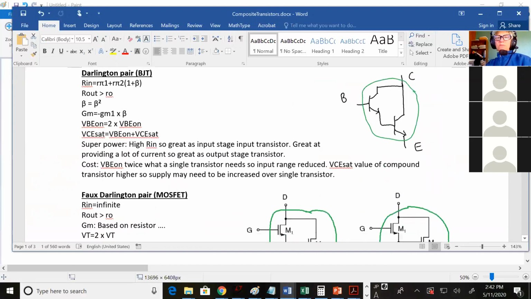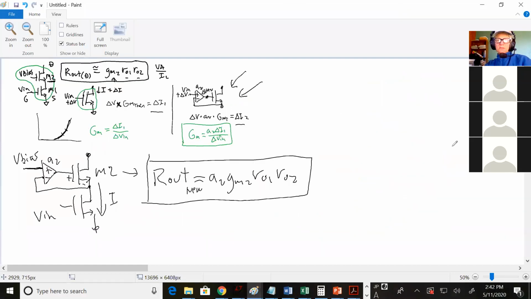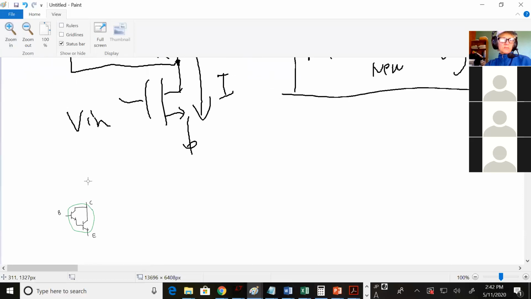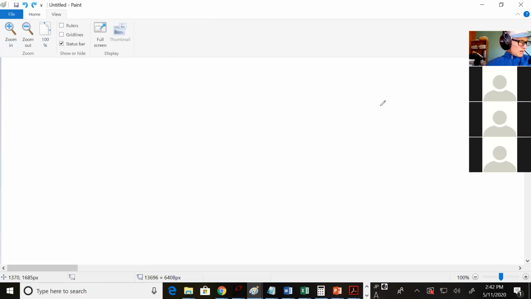Okay, let's see. Next one is a Darlington pair, and again, some of you may be doing this in lab this week. So let's look at the Darlington pair. Just like when you had the common emitter, it gives you good gain, but it has a high R out and pretty high R in. The common base has a low R in, but good gain. Your common collector has a gain of one and a low R out. So each one of them has different characteristics. It's the same thing with composite or compound transistors.